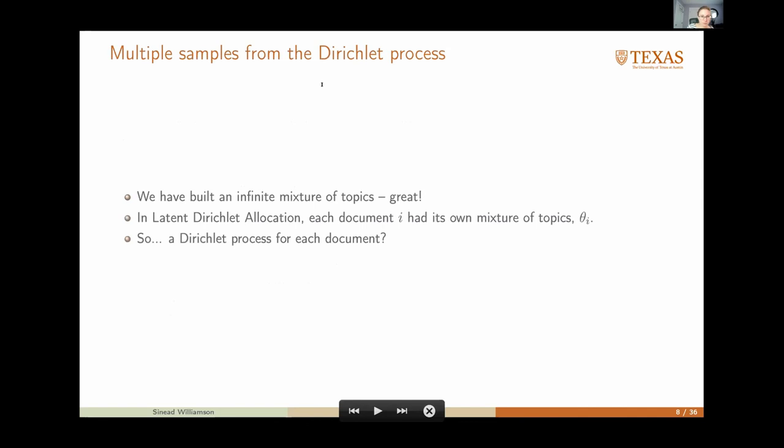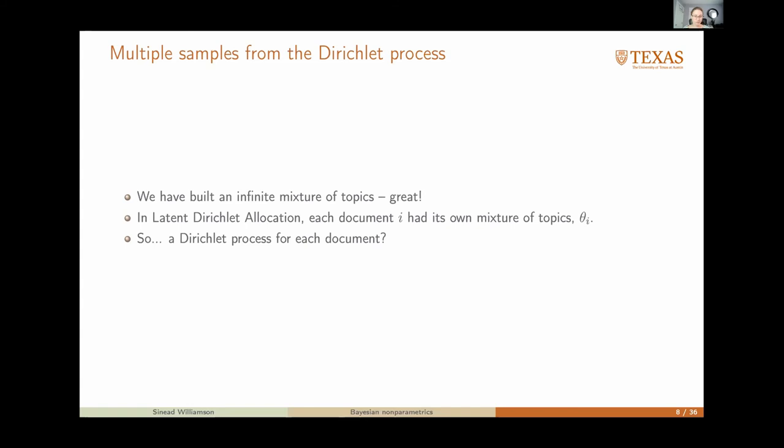So now we're almost there, right? We've built an infinite mixture over topics. But we actually had something more sophisticated than just a mixture over topics in LDA. We had this admixture, or this hierarchical construction. Rather than having one mixture, one infinite or, in that case, finite distribution over topics, each document had its own distribution over topics.